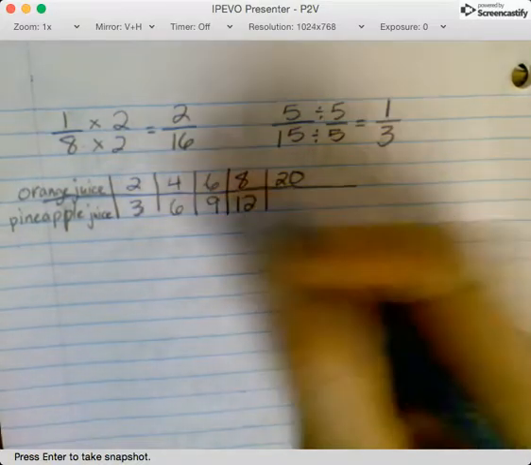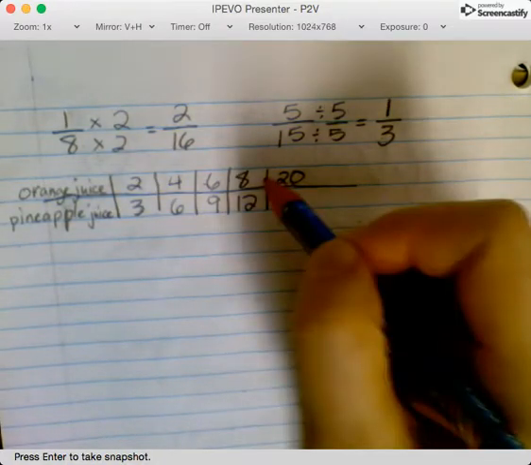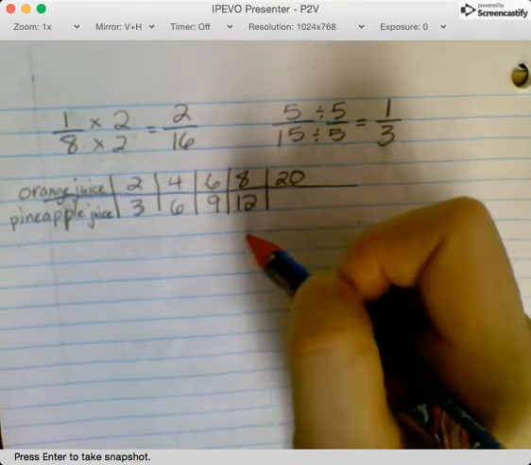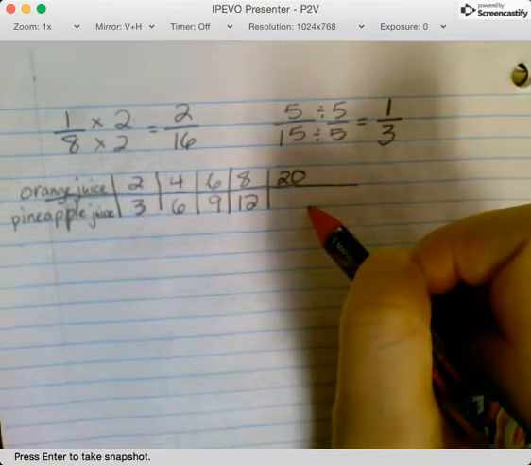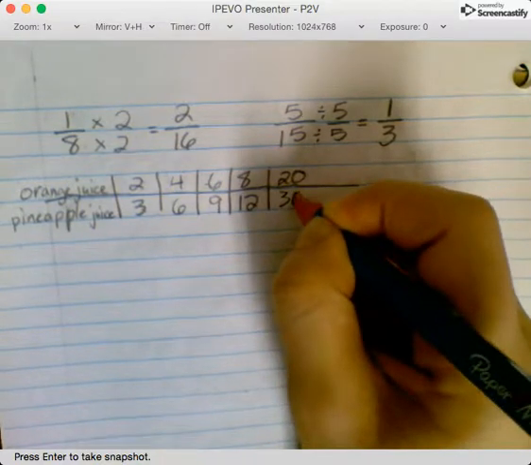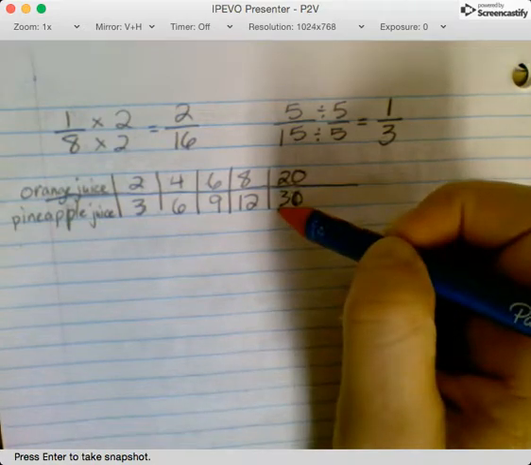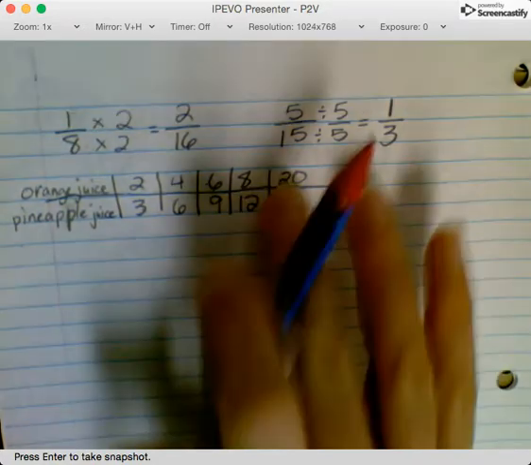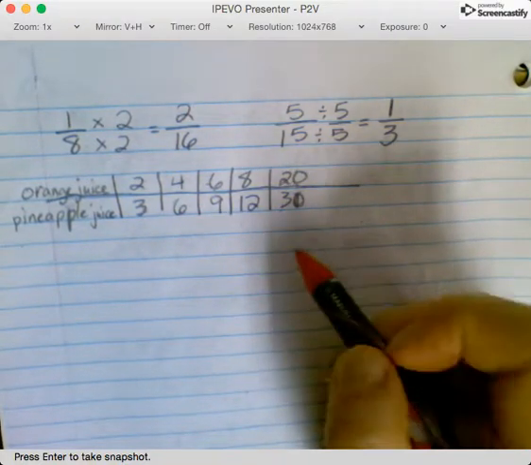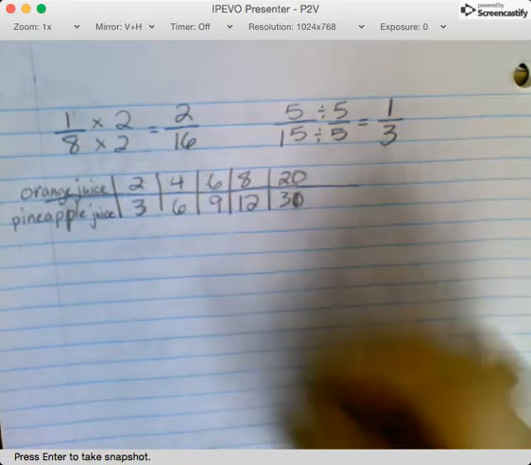If you had a table like this and it asked how many for 20, you could still do that because you'd know to get from 2 to 20, I took it times 10, and you just do the same thing with 3. So 3 times 10 is 30. So you maintain the same pattern of multiplication or division all the way across. Just pay attention to what your table is doing.